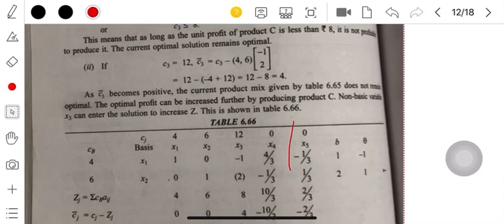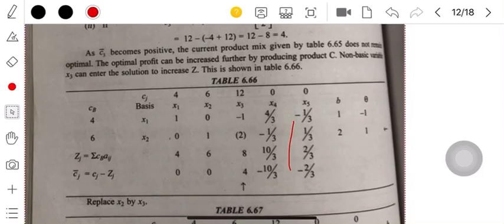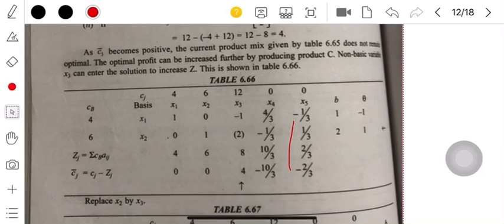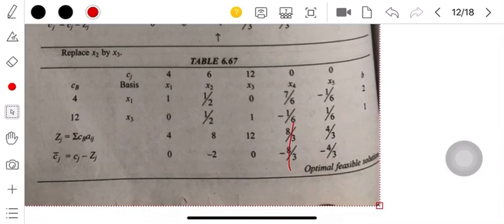When C3 is 12, the value becomes 4, meaning the solution becomes non-optimal. So let us take C3 as 12 and find the solution again. 0 0 4, this becomes non-optimal again. So x3 is the entering variable and x2 is the outgoing variable. Again find the solution, and after doing this we have got the optimal solution.